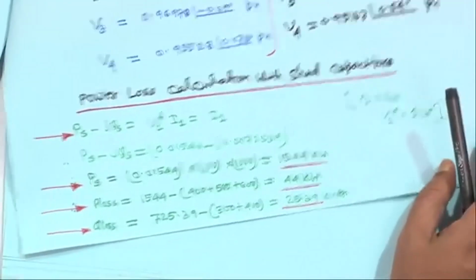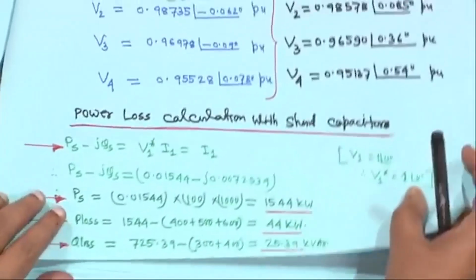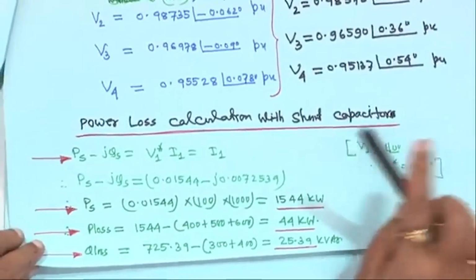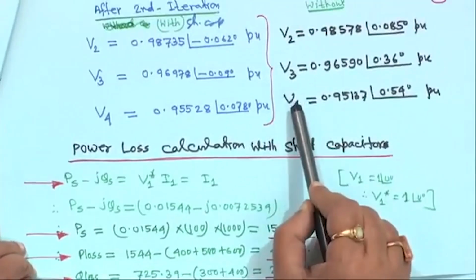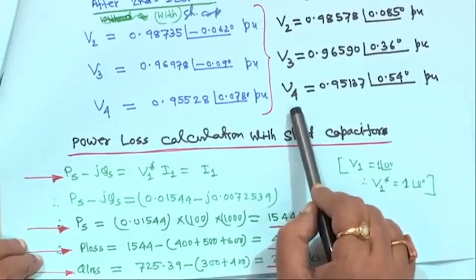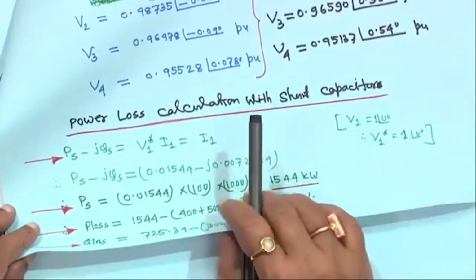Now, whenever we put a shunt capacitor, we expect that there will be less power loss. So, after the second iteration, I will ask you to make a third iteration and see. I hope at the third iteration you will find the solution has almost converged. So, I request you to make the third iteration and check this.